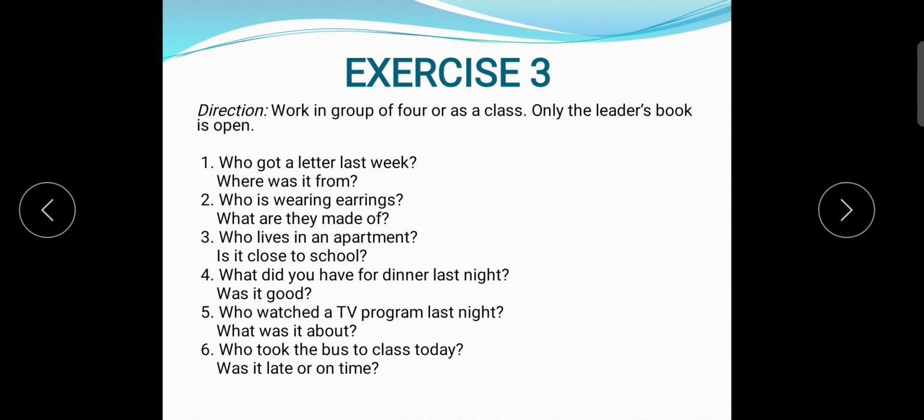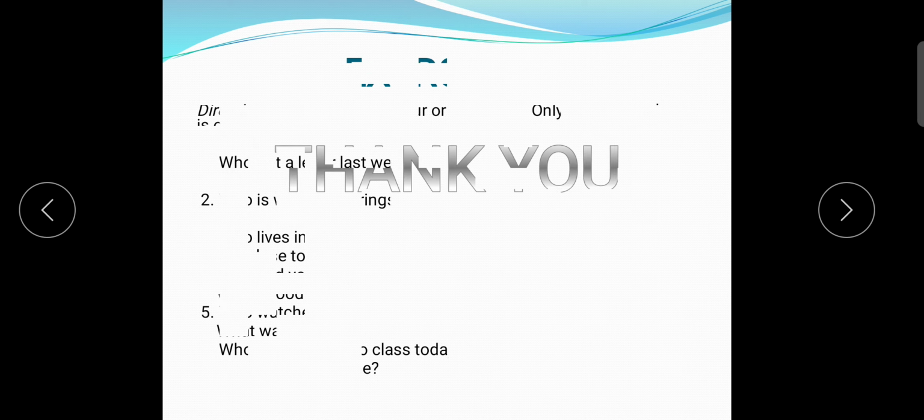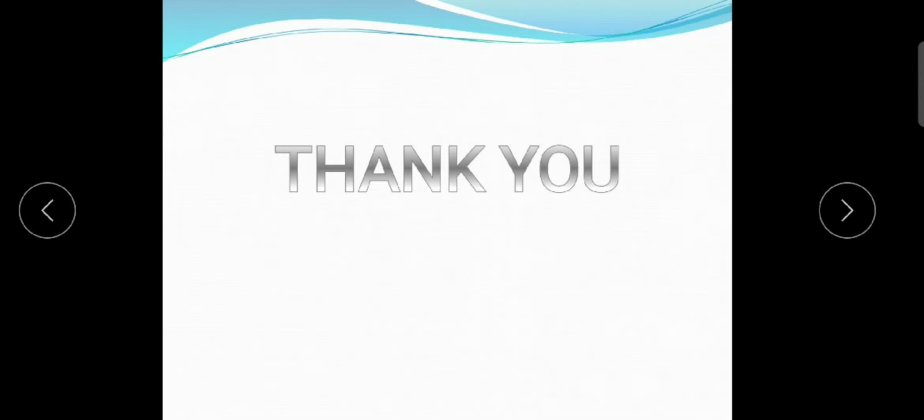Before we close our meeting, let's summarize what we have learned today. We have learned about relative clauses, which can also be called adjective clauses. There are two types of it. The first is the relative pronoun, which consists of who, whom, which, whose, and that. And the second is the relative adverb, which consists of where and when.